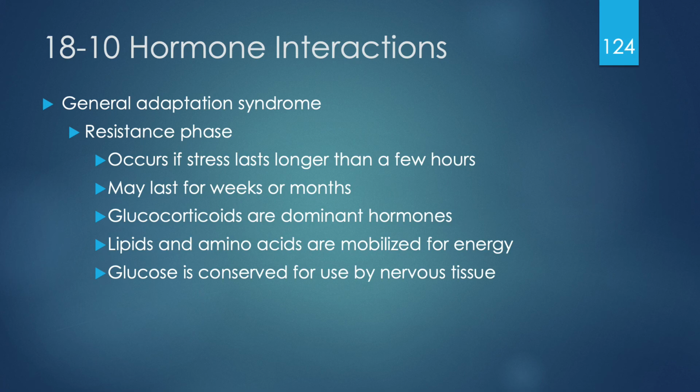The second phase of the general adaptation syndrome is the resistance phase. And this occurs if the stressor lasts for more than a few hours, and it can even extend for periods of time as long as weeks or even up to months. In this case, glucocorticoids will be the dominant hormones involved, and in this period of time, lipids and amino acids will be mobilized for energy, and glucose will be conserved for use by nervous tissue, where the nervous tissue has high demand for glucose that cannot be denied.